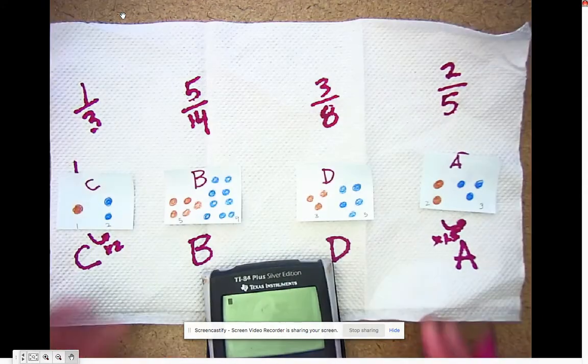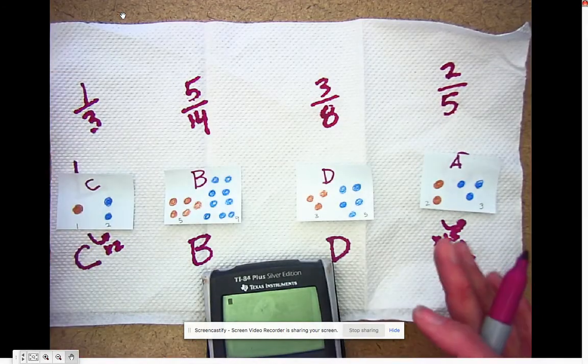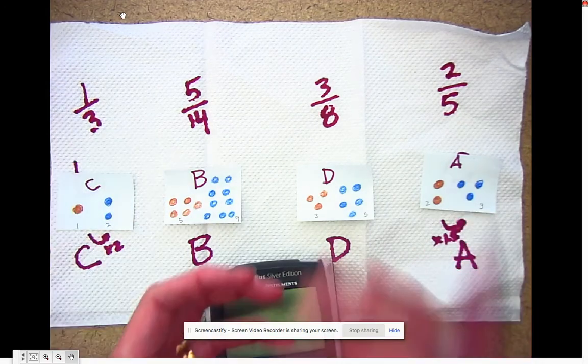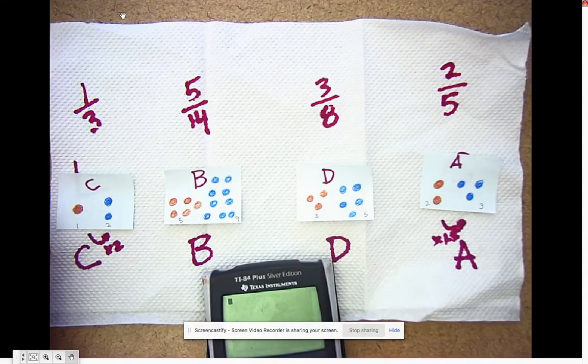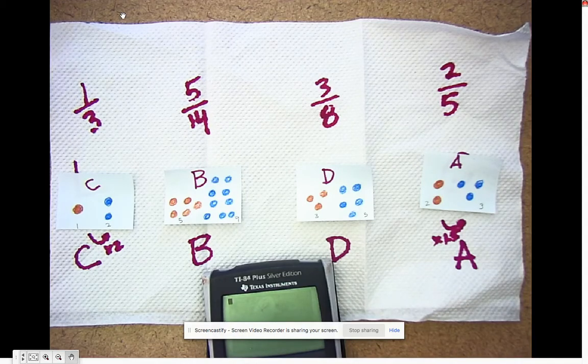So we could figure out what fraction of the drink was Coke. 1/3 of the whole liquid was Coke. This one 5/14, 3/8, and 2/5. Okay, so again, these fractions are a little hard to compare. Which is the smallest fraction? What could we do with these fractions? We could get common denominators to try and compare. I wonder if percents would be easier.